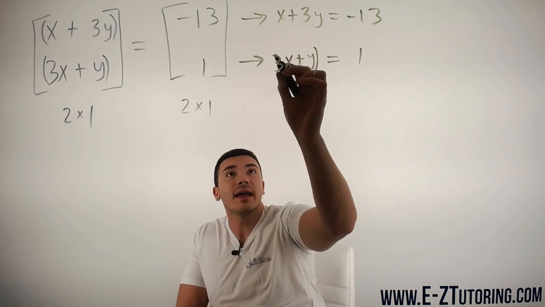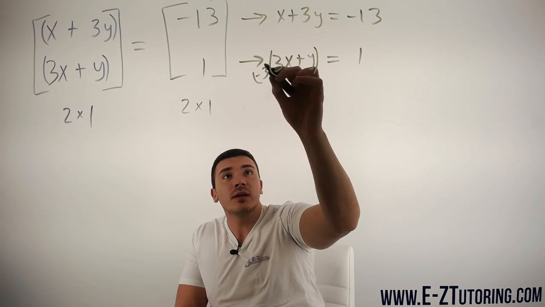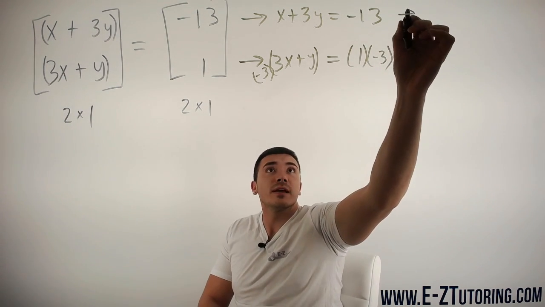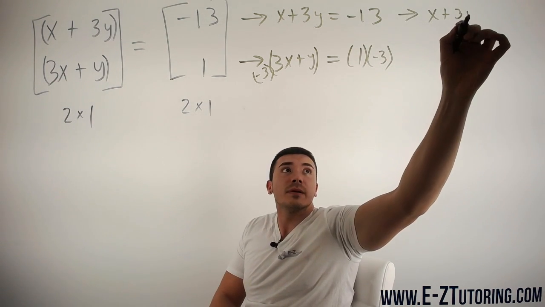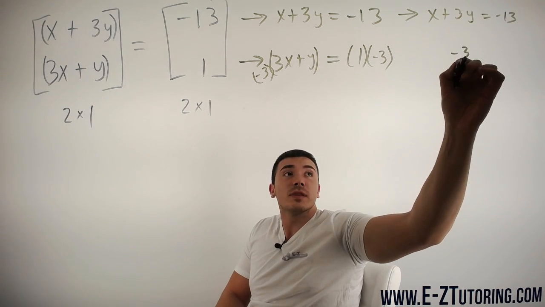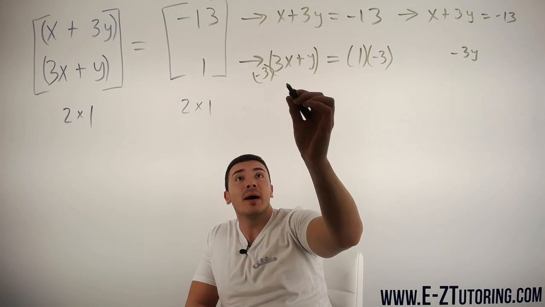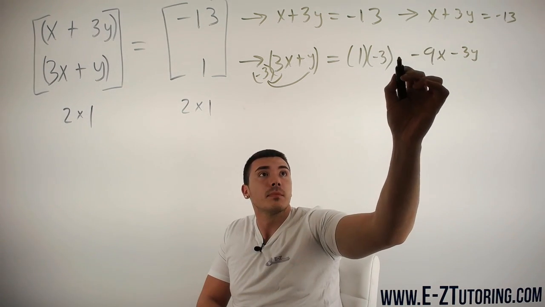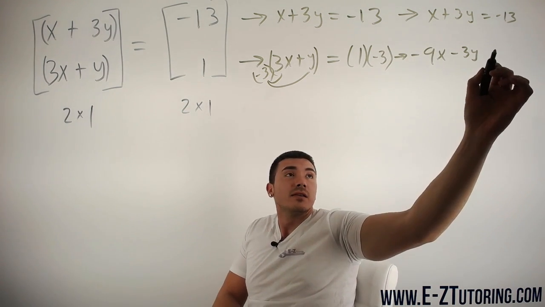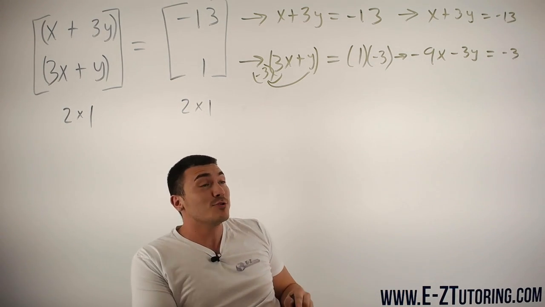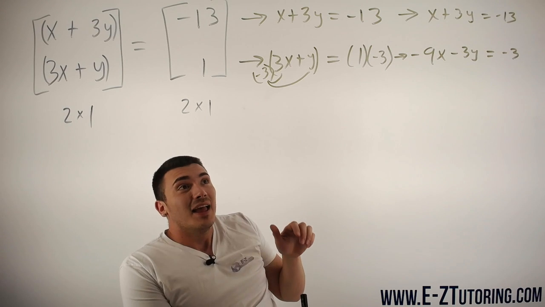We will multiply all of this by negative 3, multiply this by negative 3 as well. And the reason I'm doing that is because positive 3y will cancel out with now negative 3y on the bottom after distributing this negative 3. So if you guys are not familiar with the elimination method, be sure to check out my video on that.